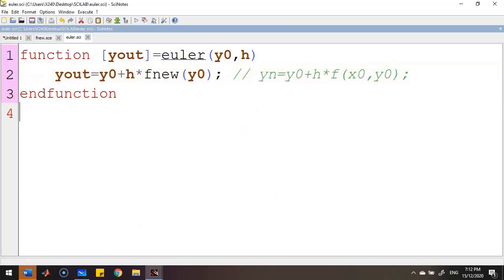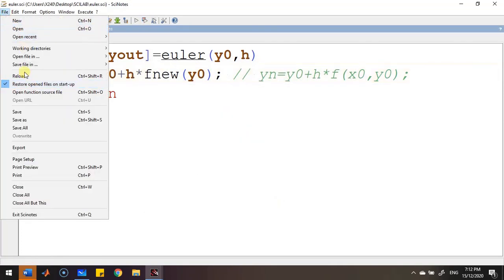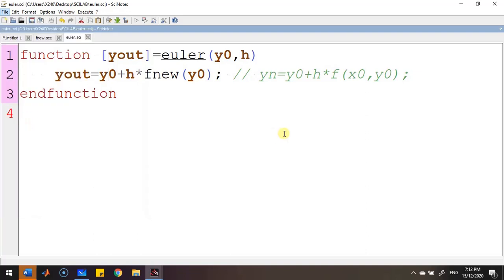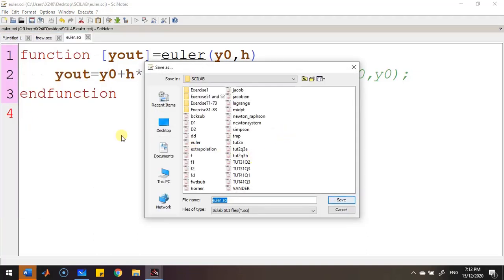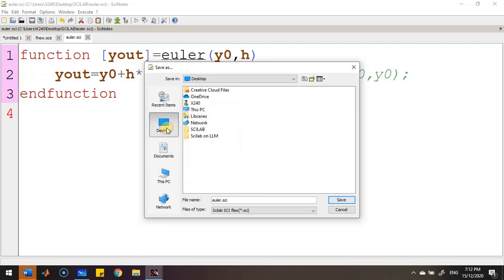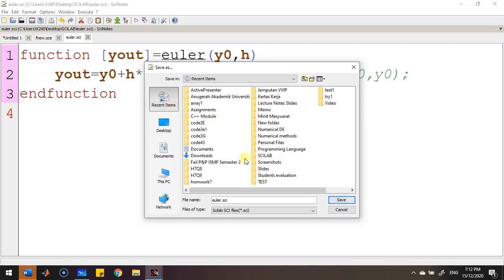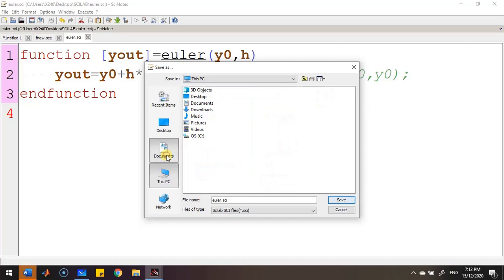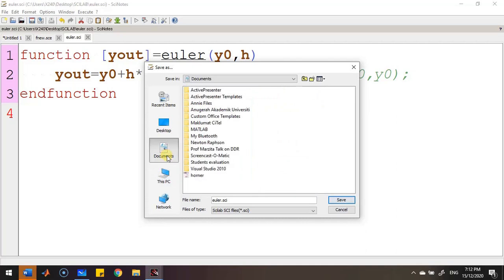Oops, I think I saved it somewhere else. Where did I save it just now? Save as. I want to make sure I have it in the folder that I used just now. Where did I save it? Oh dear, this is very important to find out. Where did I save my f new? It's not in document. Okay, I just have to find it again.